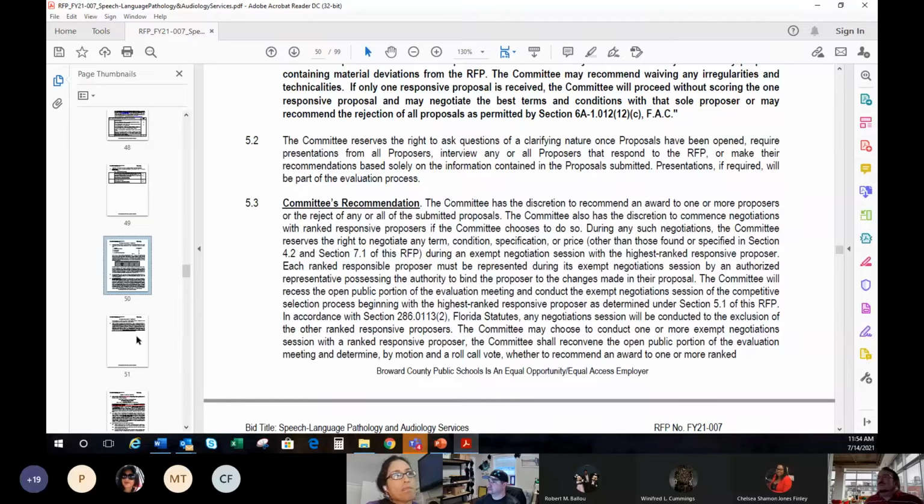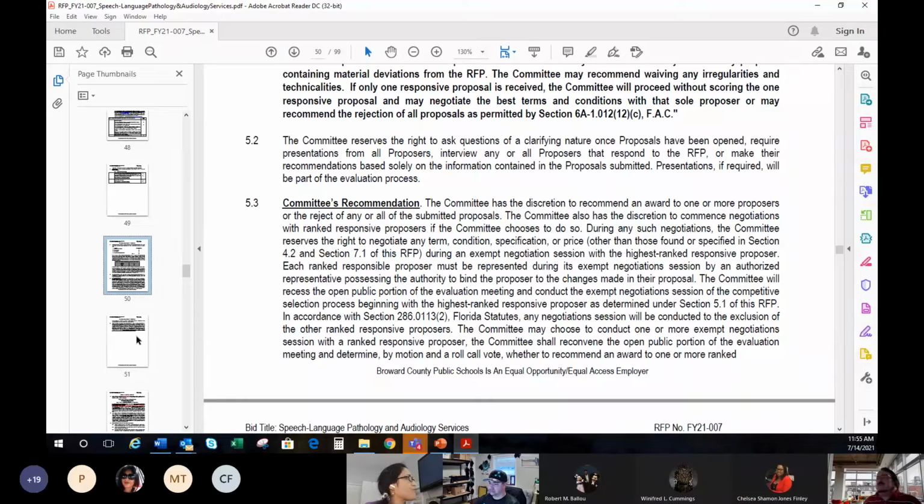So the committee members can interview any or all proposals that respond to the RFP or make their recommendations based solely on the information contained in the proposals submitted. Presentations, if required, will be part of the evaluation process. And section 5.3 goes into the process that the committee goes through in order to recommend an awardee or multiple awardees for this RFP.